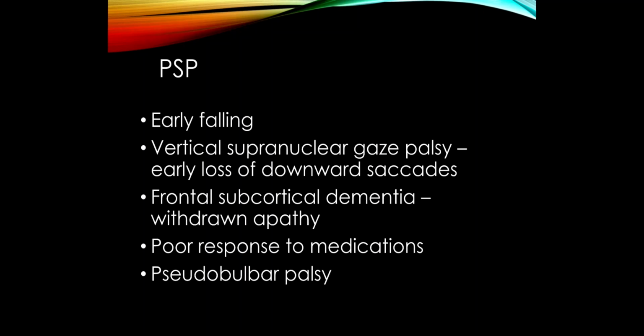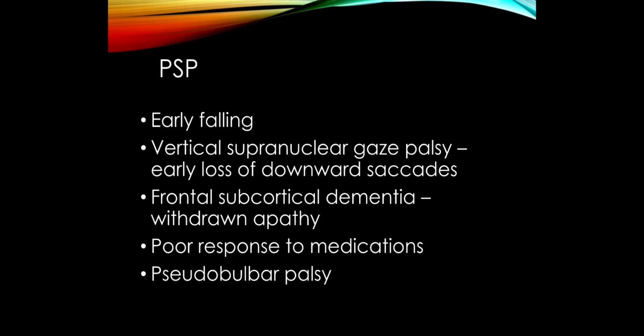So PSP, or progressive supranuclear palsy, these patients have early falling. That is frequently the first symptom. So I mentioned that's a red flag symptom that suggests an alternative diagnosis. So if we have that story of early falling, of course we want to do a careful neurologic examination. And these patients frequently have an eye movement problem, especially with vertical eye movements.